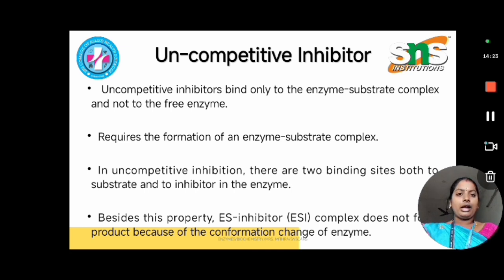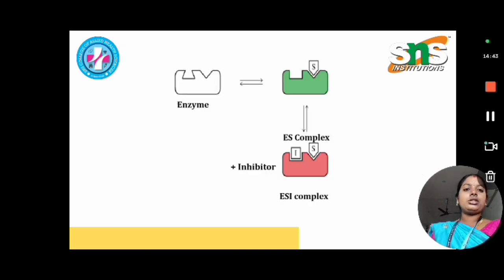So in uncompetitive inhibition, there are two binding sites on the enzyme: one for the substrate and one for the inhibitor. Besides this, the enzyme substrate inhibitor complex does not form the product because of the conformational change of the enzyme. So coming to the example, you could see the enzyme substrate complex is formed, and the inhibitor attaches to it. The enzyme substrate inhibitor complex is formed, and hence no product will come.